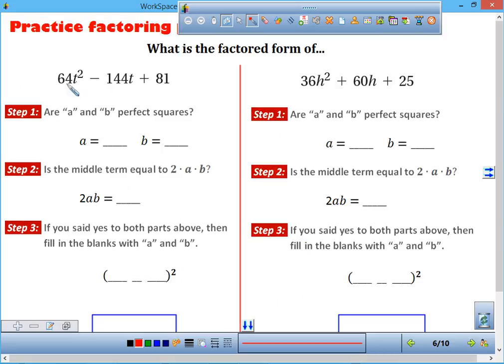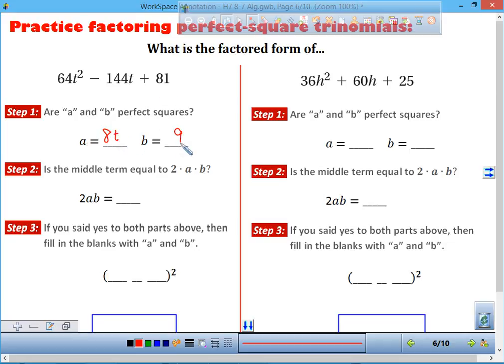So we look here. First term, is it perfect? And the last term, is it perfect? Well, 64t squared is perfect. The square root of that is 8t. And the square root of 81 is 9.